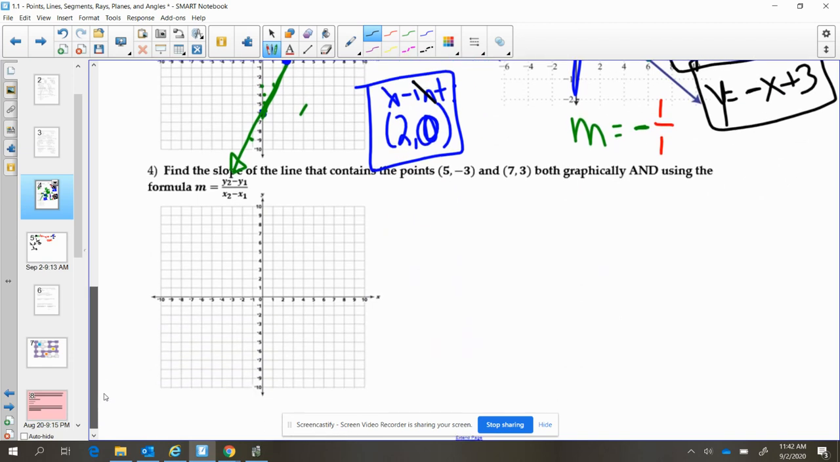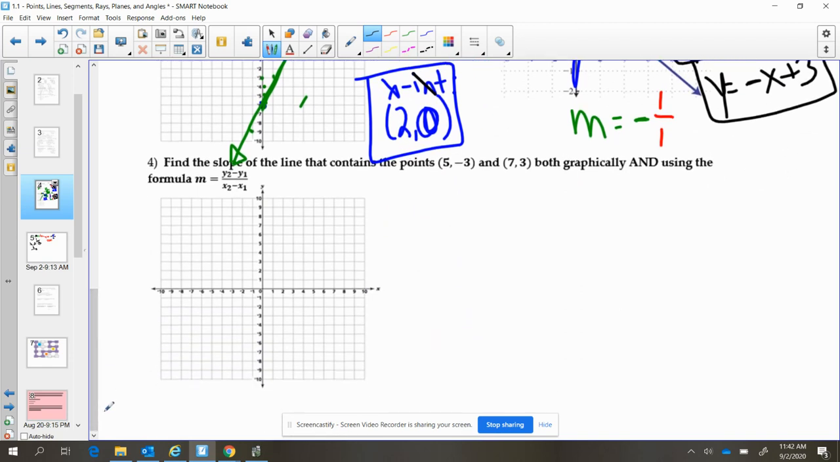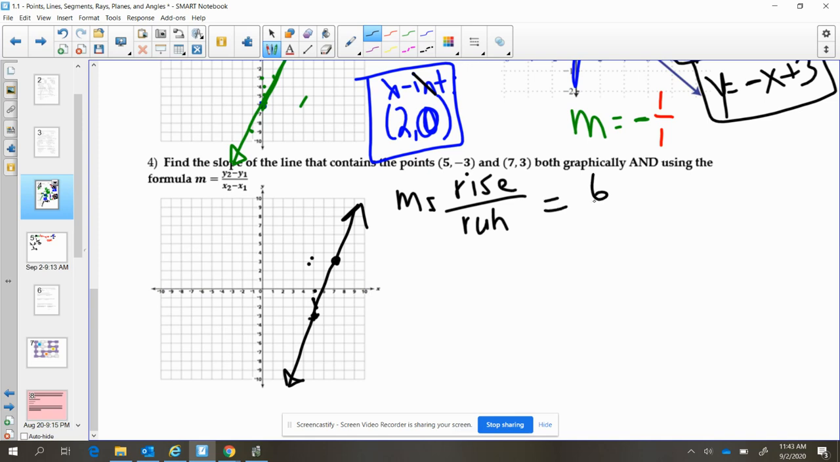All right, finally, last piece of this is talking about the slope, looking at it both graphically and using the slope formula. So notice here they're giving us 2 points, (5, -3). I'm going to plot that one, and then (7, 3). And this is my line. Now, graphically, what you are going to notice, again, with slope, is that it is equal to the rise over the run. So to get from -3 up to 3, we had to rise 1, 2, 3, 4, 5, 6 units, and we had to run to the right 2 units.